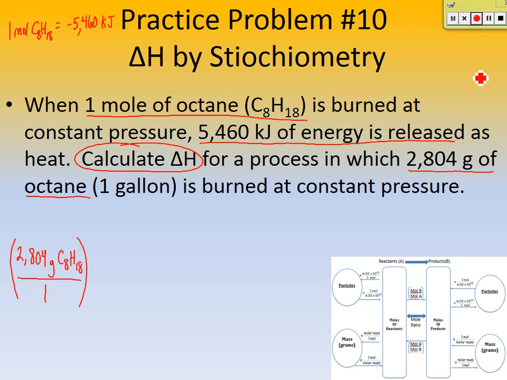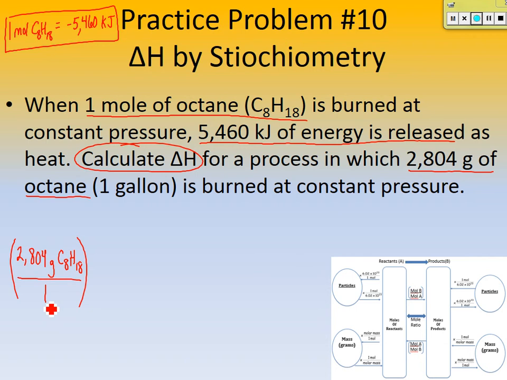Okay, so hopefully you tried it on your own. I went ahead and started the problem like I would have worked the problem. I started by reading that 1 mole of octane releases 5,460 kilojoules of energy. So this is going to be my conversion factor. Somewhere in the problem we're going to use that. But it wants us to calculate delta H when we have 2,804 grams of octane.